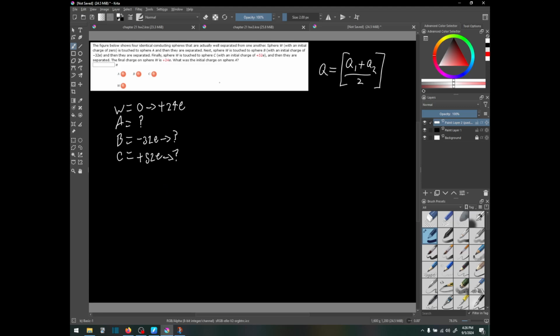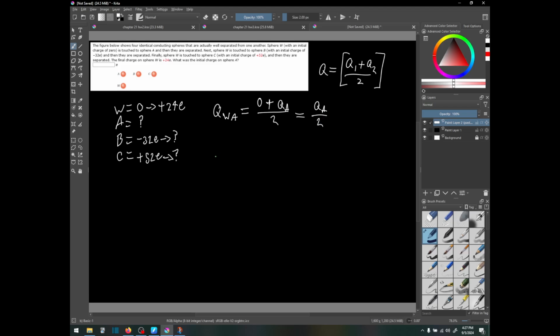But it says that we start by touching sphere W to sphere A. So what we could say is that this is going to be the Q of W and A. And that's just going to equal Q1, which in this case is W, 0, plus an unknown, we can call it QA, and then we just divide it by 2. And because it's 0, this just becomes QA over 2. And now this is the charge for both of them.